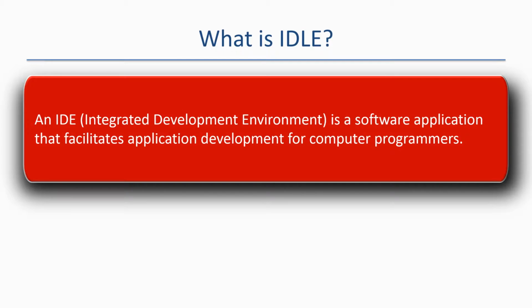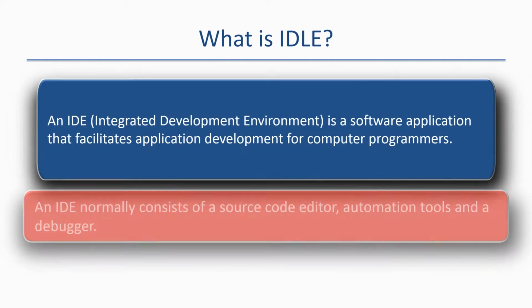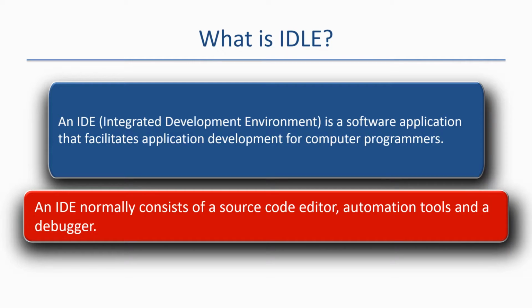Before I can tell you what is an IDLE, let me tell you what is an IDE. An IDE stands for the Integrated Development Environment. And it is a software application that facilitates application development for computer programmers. So, for example, the C language has IDE, the Java language has IDE, and Python also has an IDE. An IDE normally consists of a source code editor and automation tools and debugger. Some of these may not be familiar for you right now, but as we go through the course, you will learn what they are and what do they do.